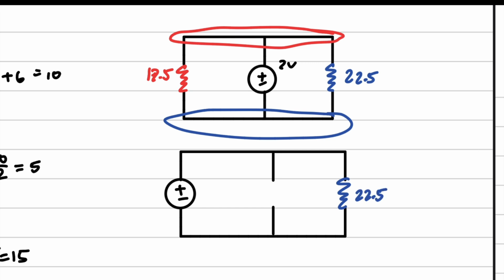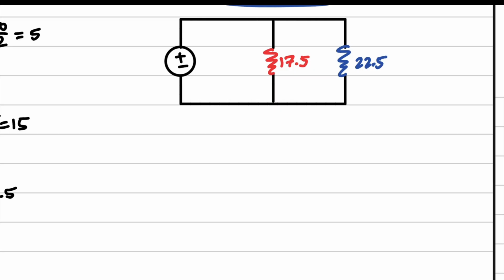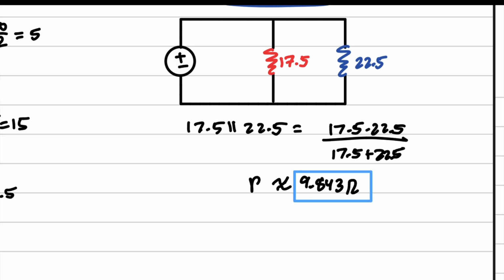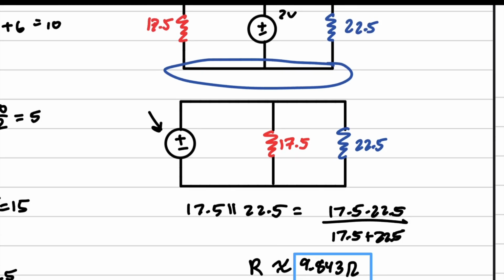This 2 volt battery sees this circuit the same way as this. So all you have to do is 17.5 paralleled with 22.5, which equals 17.5 times 22.5 divided by 17.5 plus 22.5, which is approximately 9.843 ohms. And that is the R equivalent as seen by this 2 volt power source. And that's it.